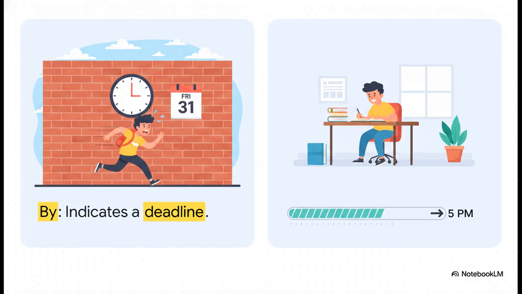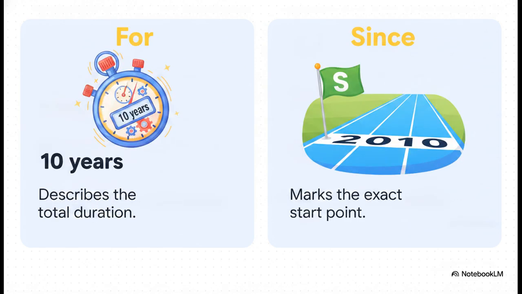But if you say, I will study here until 5 p.m., that means your studying is an ongoing, continuous action that fills up all that time right up to the 5 p.m. mark. Make sense? Another tricky pair here, for and since. The cheat code for this one is duration versus starting point. You use for when you're measuring the total amount of time something took. Imagine a stopwatch running for 10 years. But you use since when you want to point out exactly when that timer first started ticking, like I have been living here since 2010.